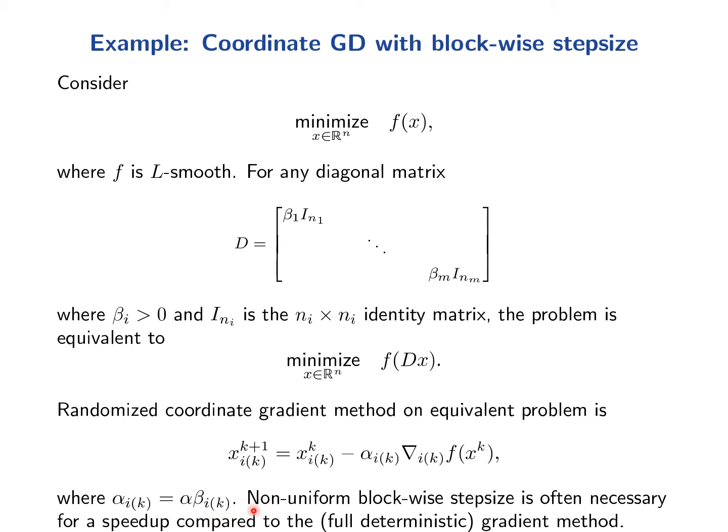Now, this non-uniform blockwise step size is often important for you to obtain a speedup compared to the standard full deterministic gradient method. Because even though the value of f depends on all the blocks of variables, the value may be less sensitive to some of the blocks. Those less sensitive blocks can have larger beta_i, which often gives you a speedup.